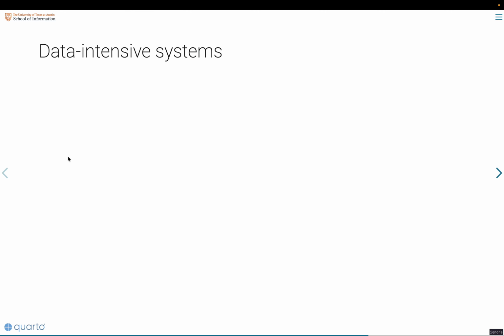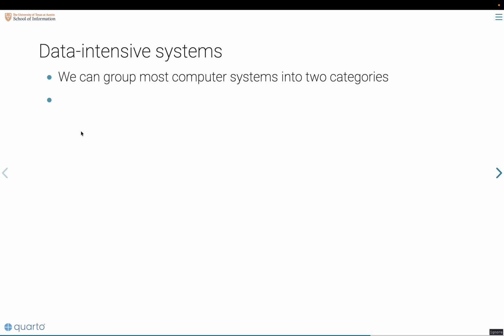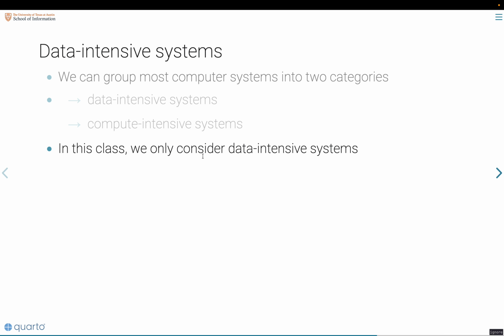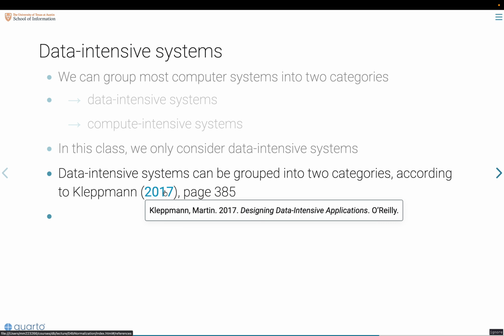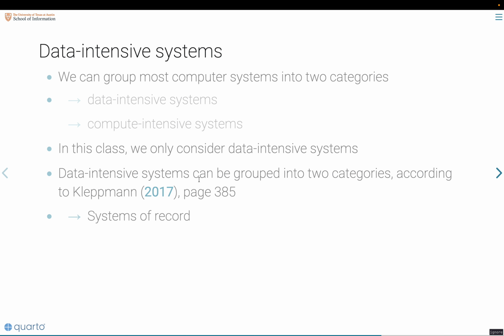Okay, so the rationale for this is that we're talking about part of data intensive systems. Most computer systems can be considered either data intensive or compute intensive. In this class, we're only going to consider data intensive systems, and only part of data intensive systems according to Martin Kleppmann. This is a great book that you should check out, Designing Data-Intensive Applications. Is it a coincidence that it's on page 385? And the other one was also on page 385 of that book? Weird.